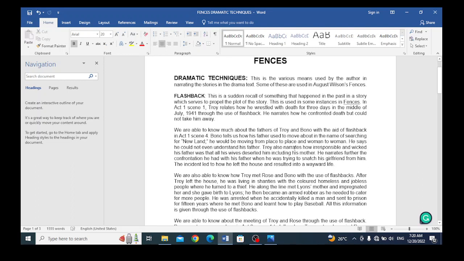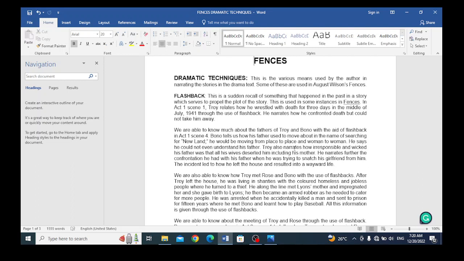We are able to know much about the fathers of Troy and Bono with the aid of flashback in Act 1, Scene 4. Bono tells us how his father used to move about in the name of searching for, quote-unquote, new land. He was moving from place to place and woman to woman. He says he could not even understand his father.